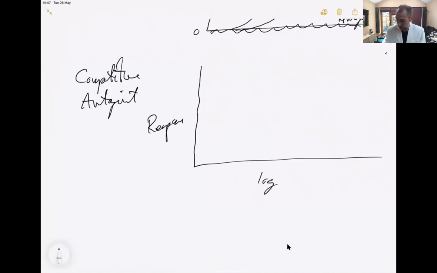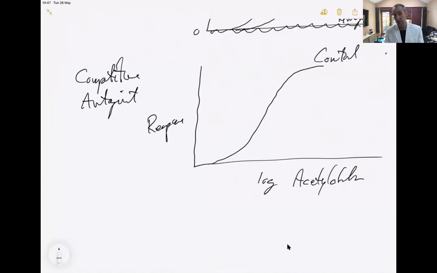This will be log acetylcholine. So we get a response. This is our control response. Now let's chuck in atropine. And what you see, it's this plus, we get a shift in the response. We have to go to higher concentrations of acetylcholine to get the same response.